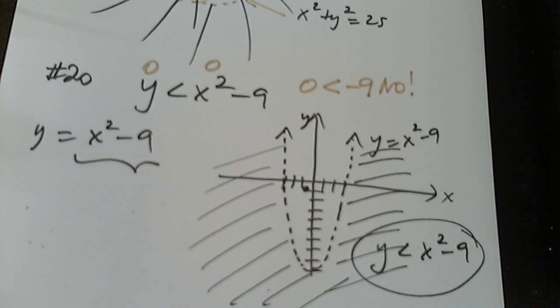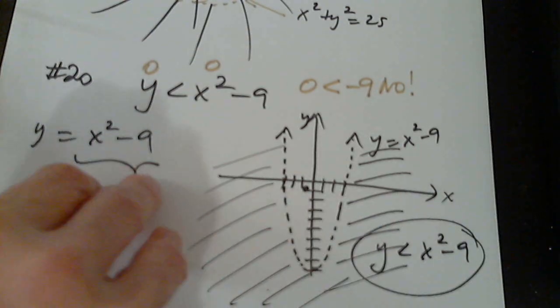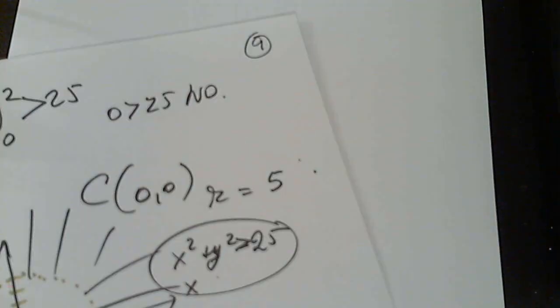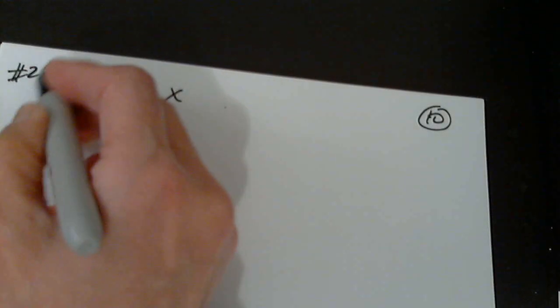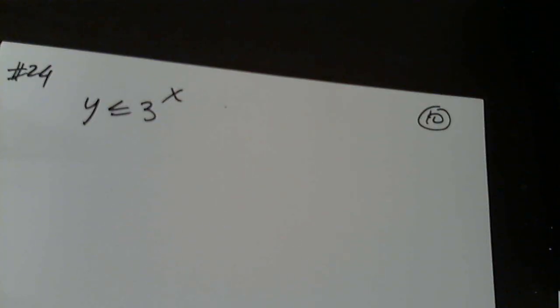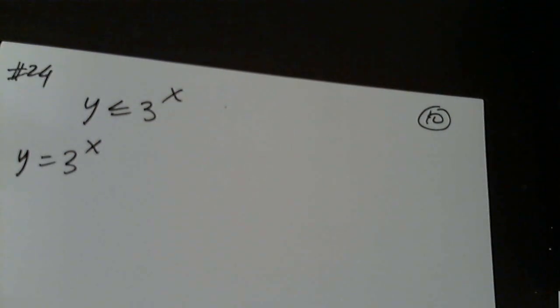Let's also look at 24. Again, without redoing each and every problem we covered in class, chances are that you may not remember. Okay, y less than or equal to 3 to the x. Good. Anyone remembers how to graph y equals 3 to the x? We had it on this previous test, test 4.